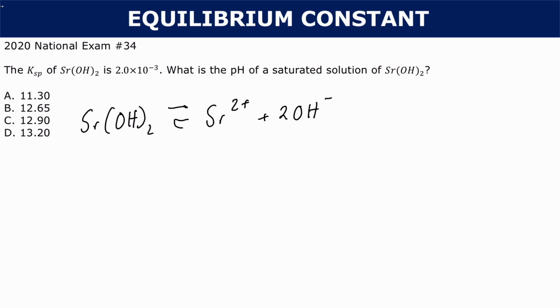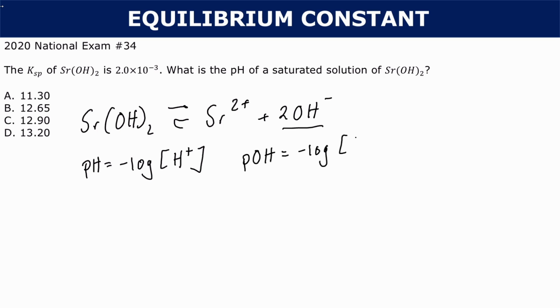What's our strategy going to be in order to find the pH? Remember, pH is going to be the negative log of the concentration of H plus ions. But in this case, we are not given H plus ions. Instead, we're given OH minus ions. So we have to use pOH. pOH is going to be the negative log of the concentration of OH minus ions. And we can use this relationship where pH plus pOH equals 14 to figure out what the pH is.